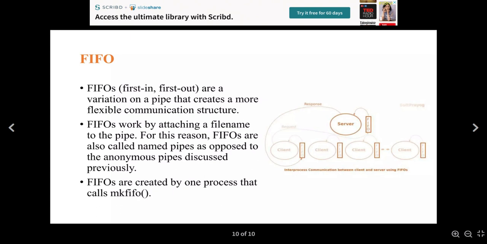I once again tell you, interprocess communication is mainly established using three things: shared memory, message queue, and pipe. As of now, pipe is not used much. It is also a very good interprocess communication technique, but as of now, the most famous interprocess communication techniques are message queue and shared memory along with pipe.